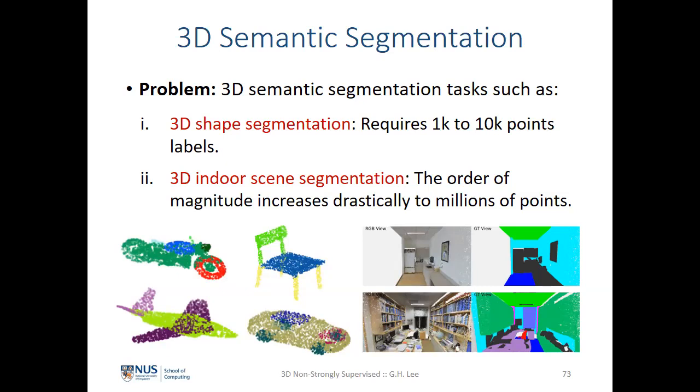For 3D shape segmentation, the problem is that you need 1K to 10K labeled points. And it's even worse for indoor scene segmentation. It drastically changes to millions of points that you need to label for every scene. So it's kind of tedious to do that.